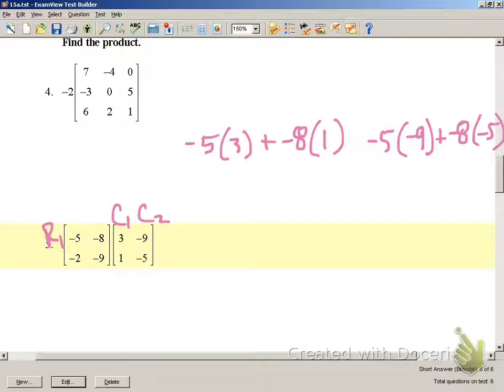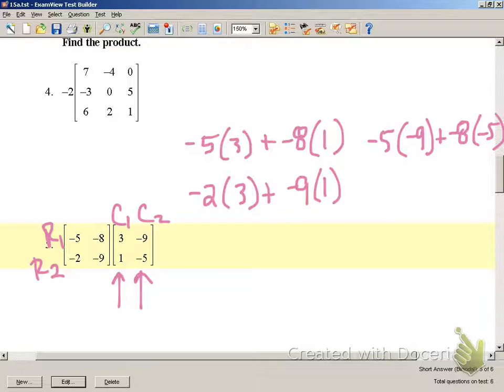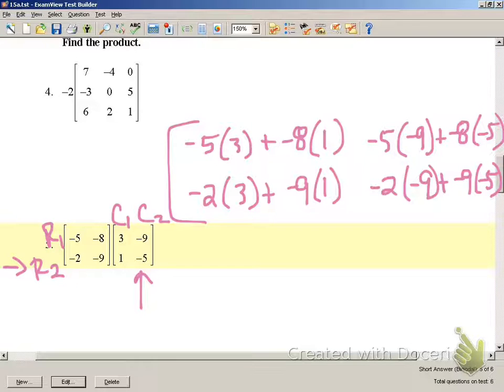Now we will take row 2 and multiply it times each one of these columns. So row 2 is negative 2, and we're going to multiply it times column 1, 3 and 1, and negative 9 times 1. Now we take row 2 and multiply by column 2. Perform each one of those operations. There's our matrix.